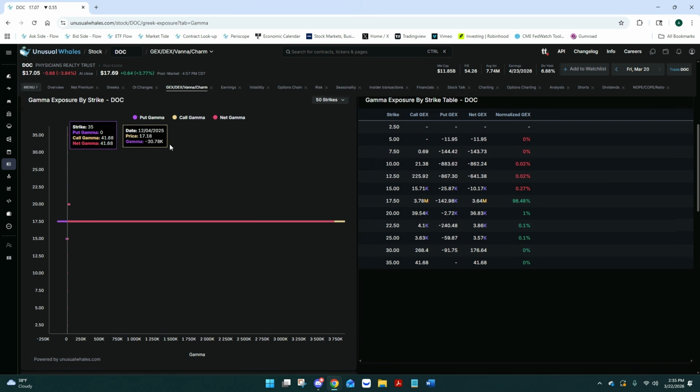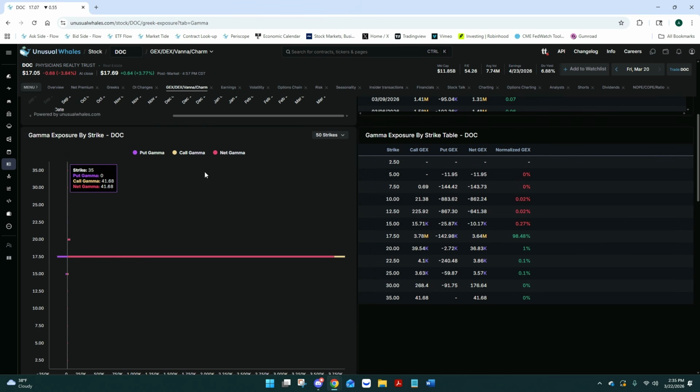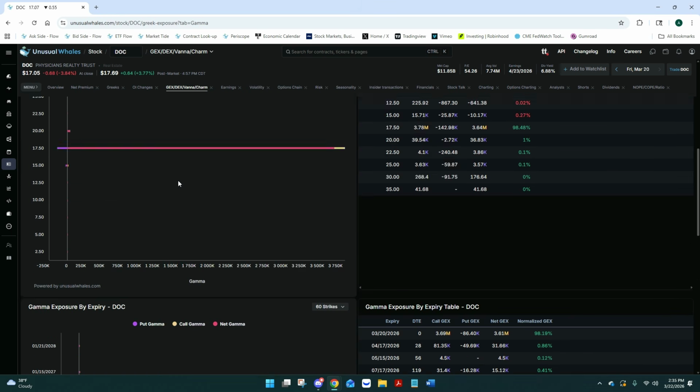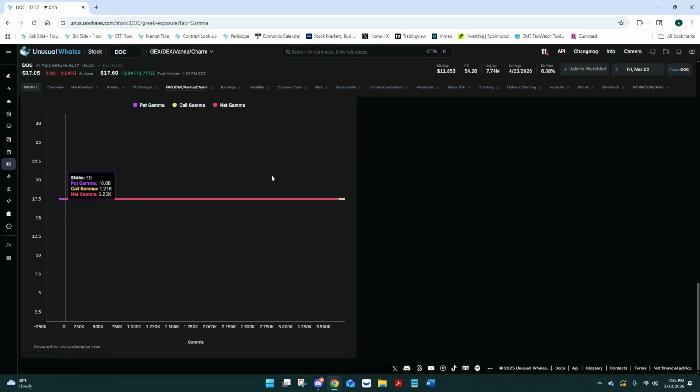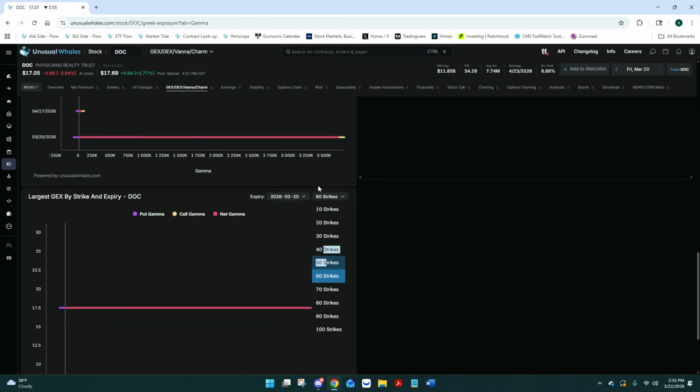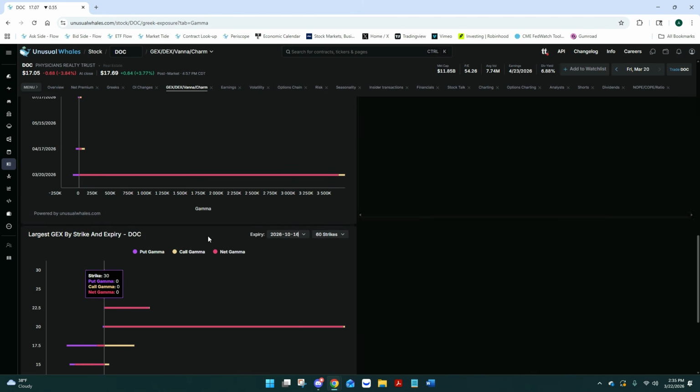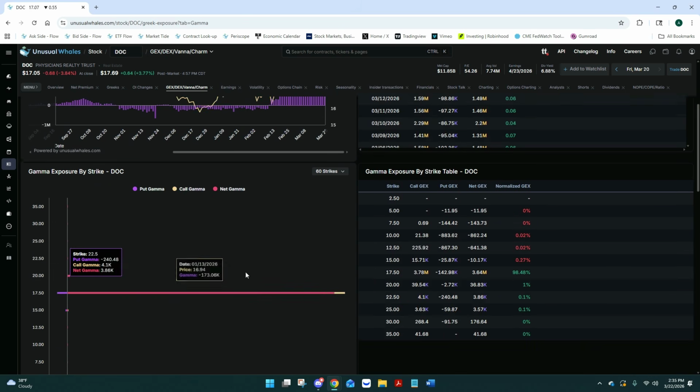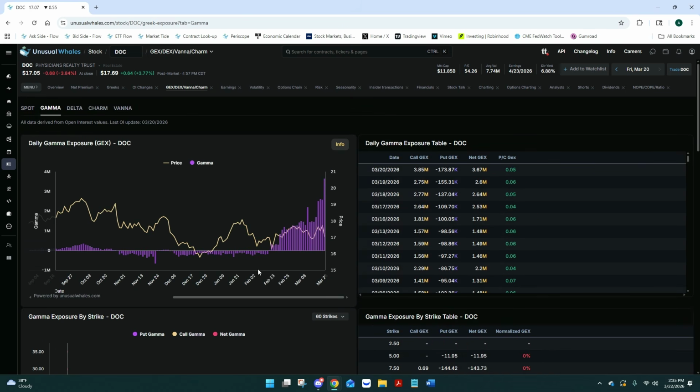And you can also come down here and look at that net gamma on the different strikes there. So you can always adjust that in here as well. Looks like it's all on that 17.5 strike there. You can also come down here and change the stuff around the expiration, and so on. I usually don't use a lot of this stuff down here. I just look more at that daily gamma.